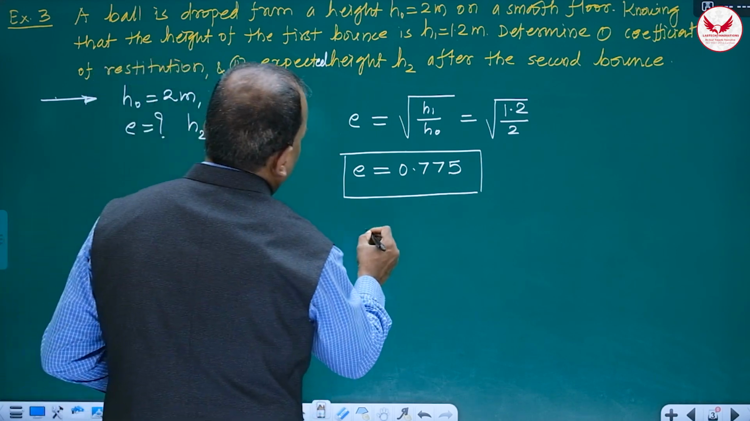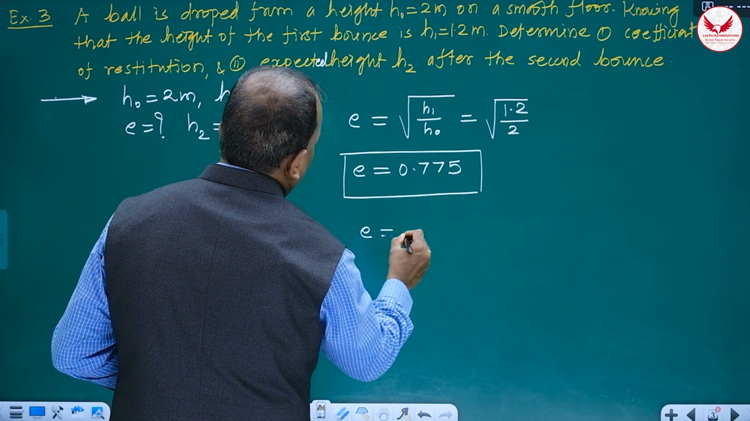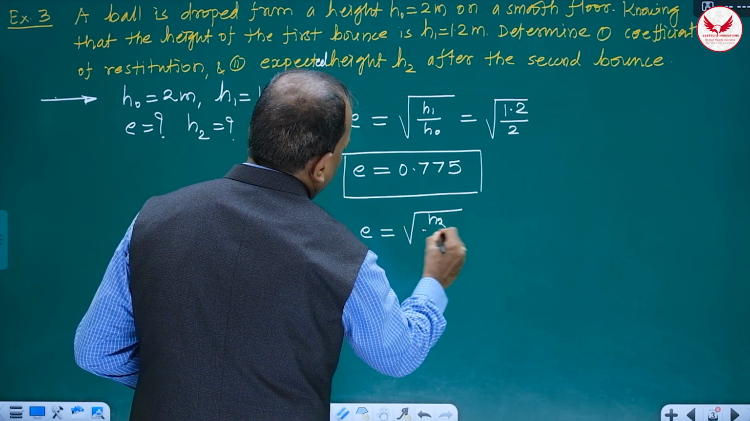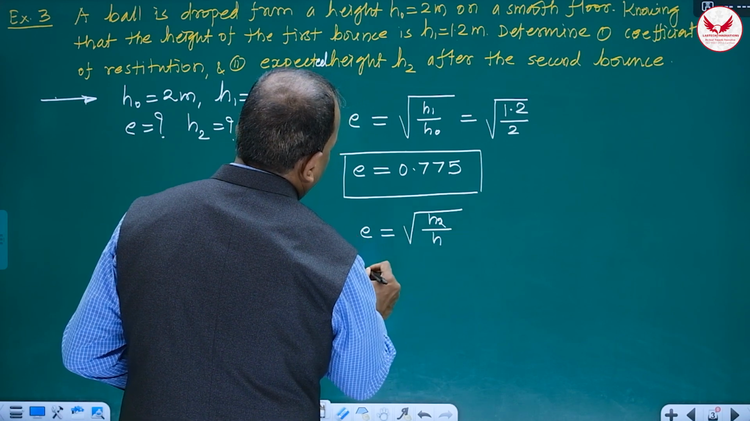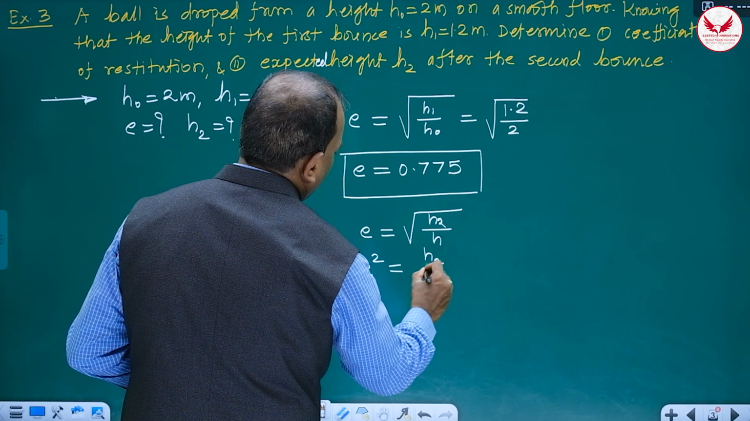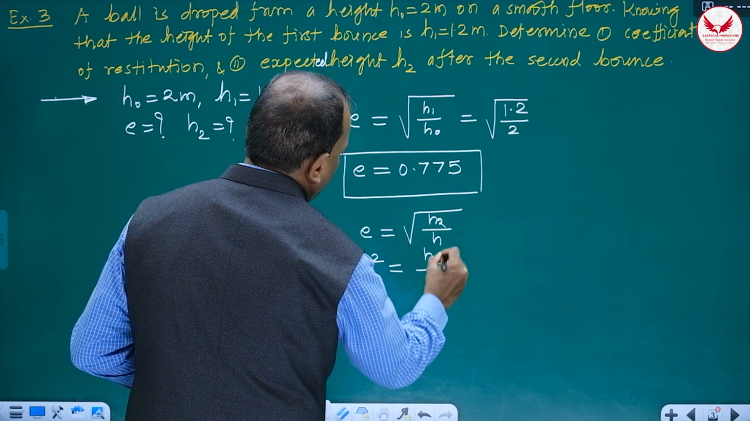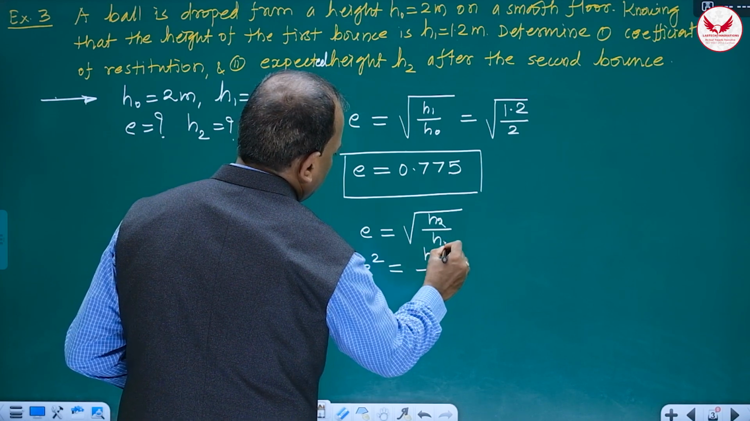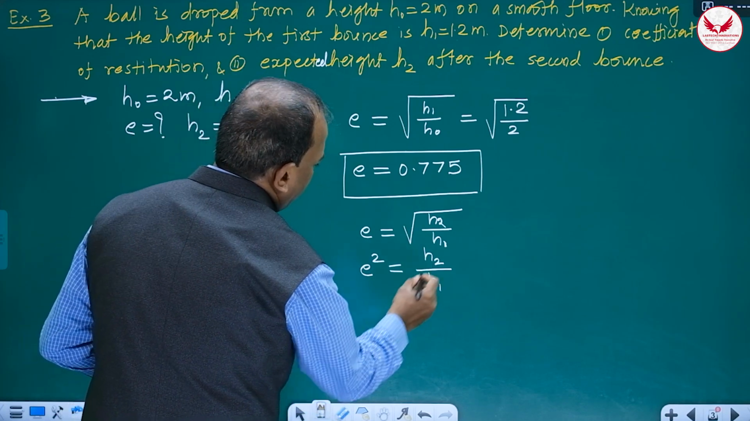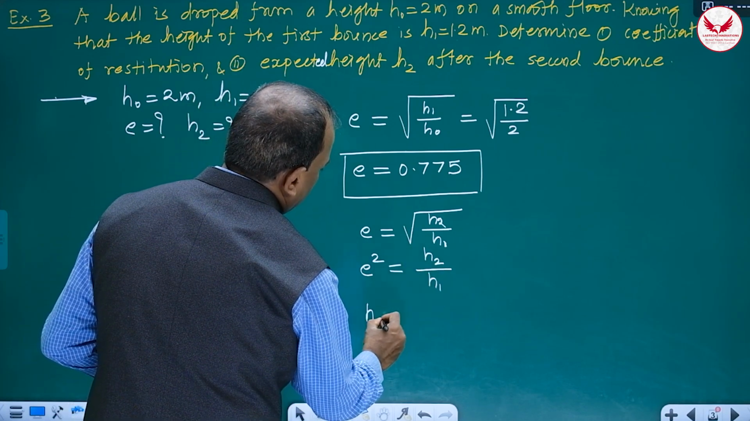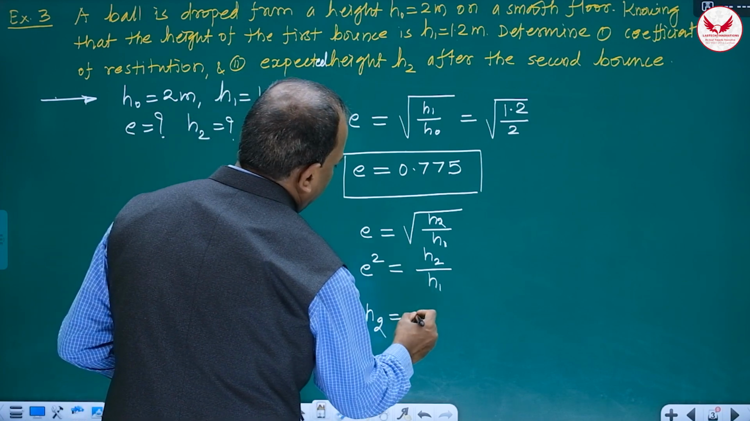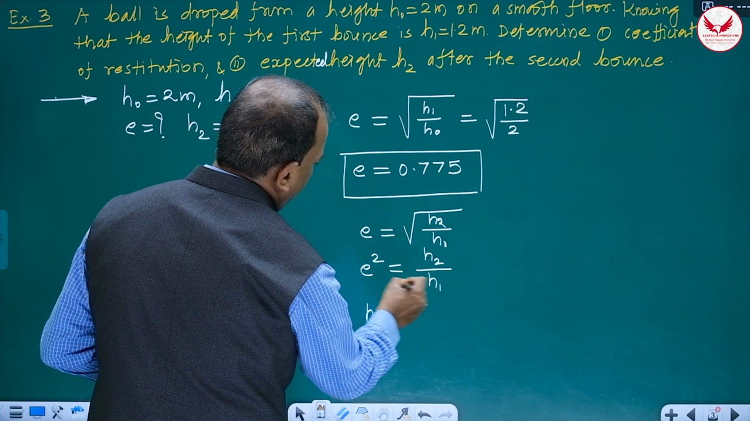Then second, E is equal to h2 by h1. That means E square is equal to h2 by h1. Then we have to get h2. h2 is asked, the height after the second bounce. Then h2 is E square into h1.